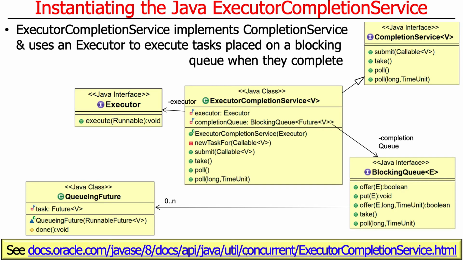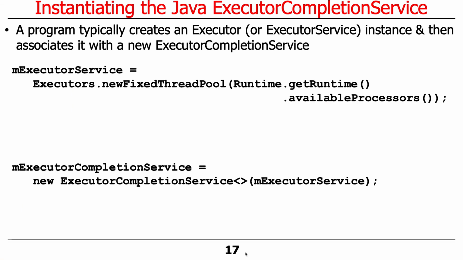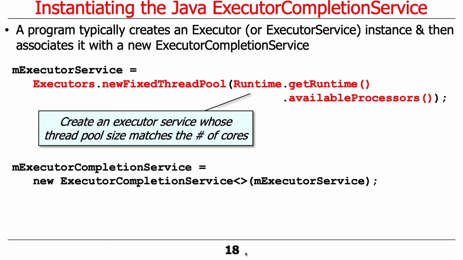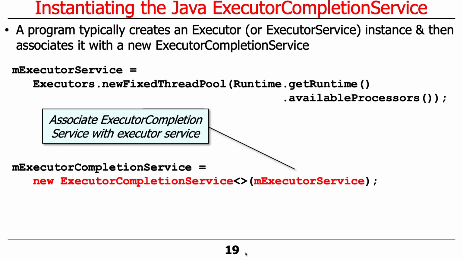Let's quickly show how you can instantiate an instance of the executor completion service. So the executor completion service is a class that implements the completion service interface and uses the executor to execute tasks, which are then placed in a blocking queue when they complete. And here's how you use it. The first thing you do is you go ahead and make yourself some kind of new executor or executor service. So in this case, we go ahead and make ourselves a new fixed pool executor. And we stash that away in some field. And then we create ourselves a new executor completion service object, passing in the executor as a parameter.